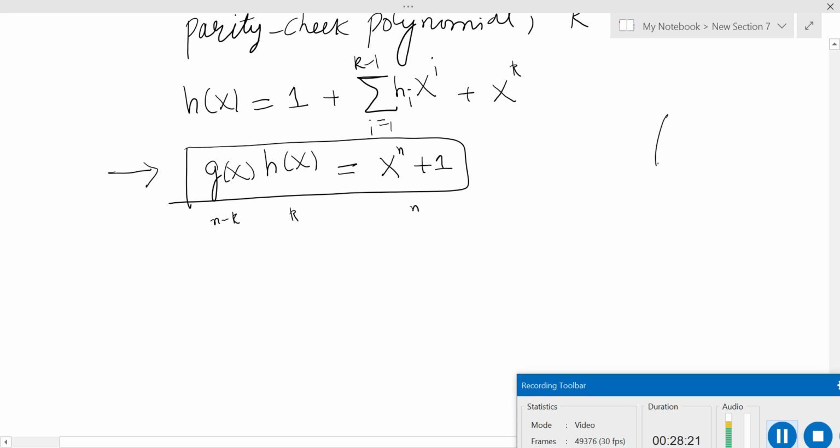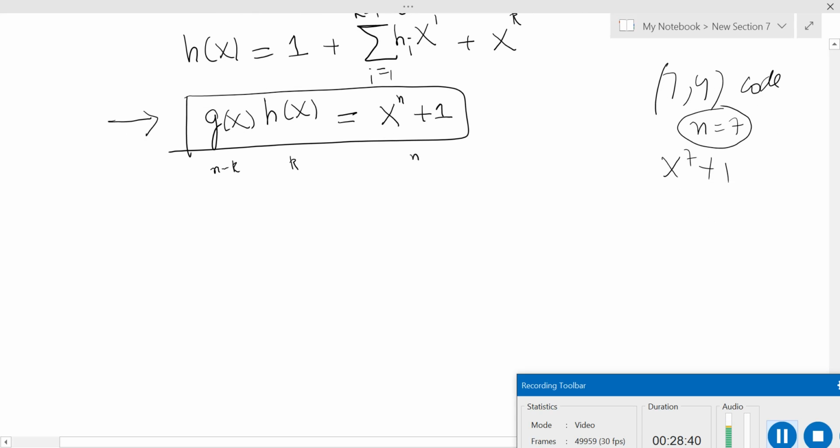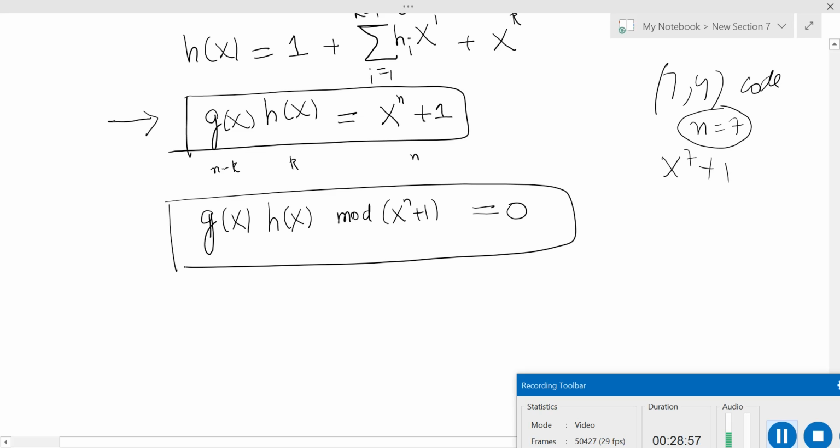Right? So suppose you have a 7-4 code with n equal to 7. When you multiply g of x and h of x, you will get x to the power 7 plus 1 for sure. Then only it is a cyclic code. Okay, I will not prove it. It has a proof, but we will take it as a fact. If this fact is true, then definitely if you take g of x and h of x, and divide them by x to the power n plus 1, the remainder has to be 0. So that condition we can write in this way: g of x times h of x, modulo x to the power n plus 1, should be equal to 0.